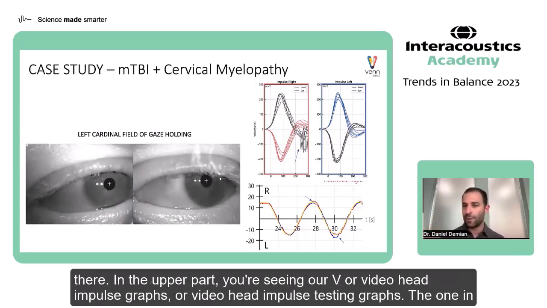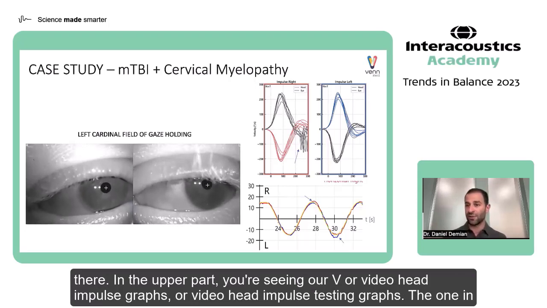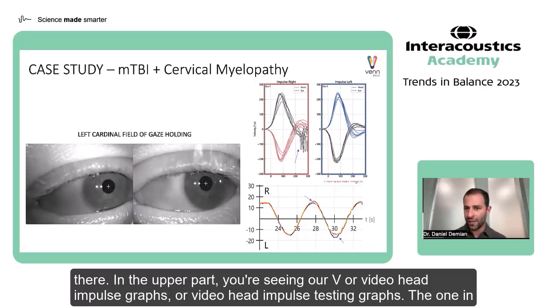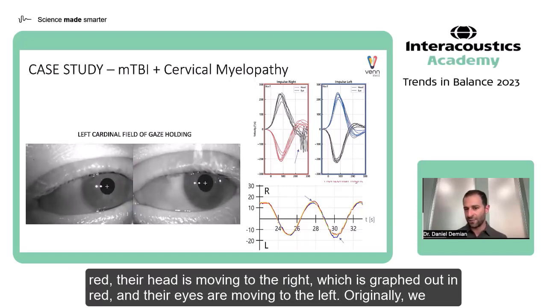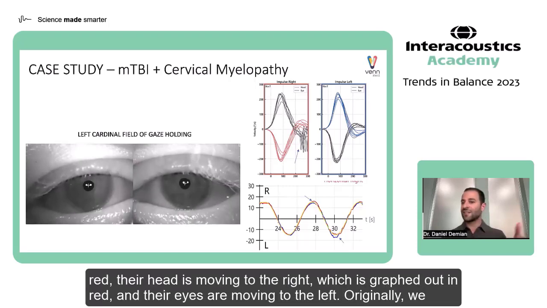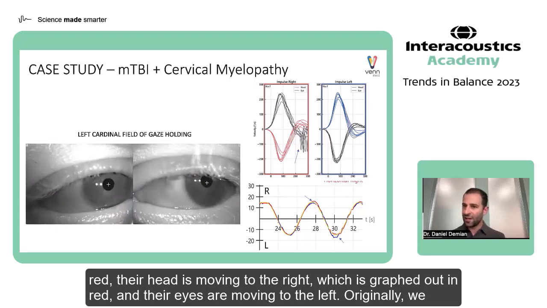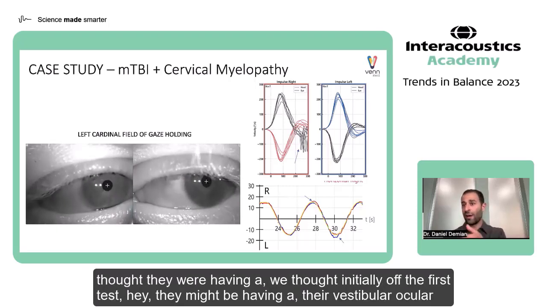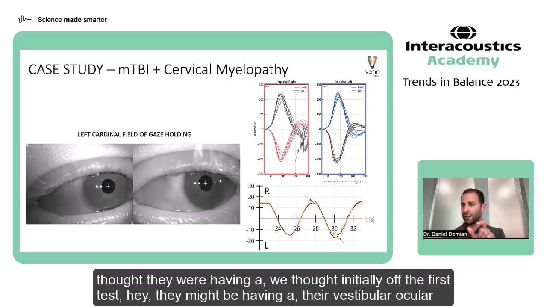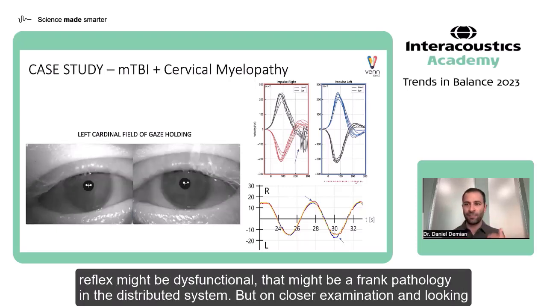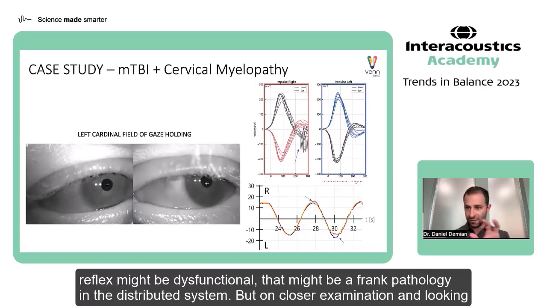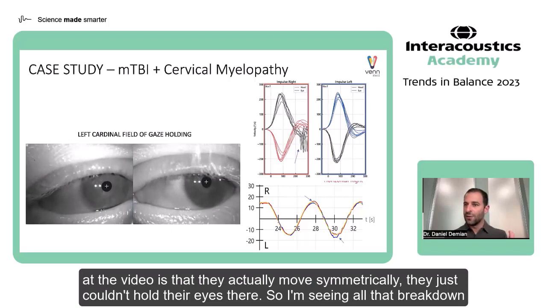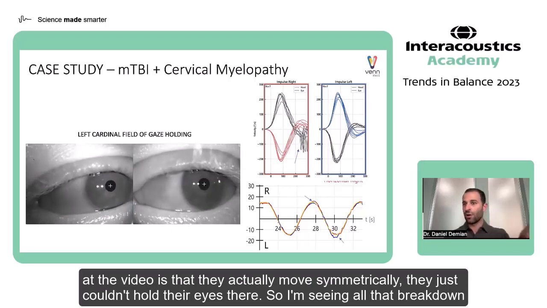On the right there in the upper part, you're seeing our video head impulse testing graphs. The one in red, their head is moving to the right, which is graphed out in red, and their eyes are moving to the left. Initially, off the first test, we thought, hey, their vestibular ocular reflex might be dysfunctional. That might be a frank pathology in the vestibular system. But on closer examination and looking at the video, they actually moved symmetrically. They just couldn't hold their eyes there.